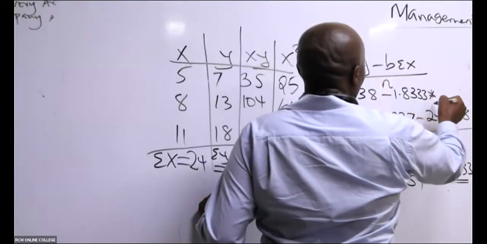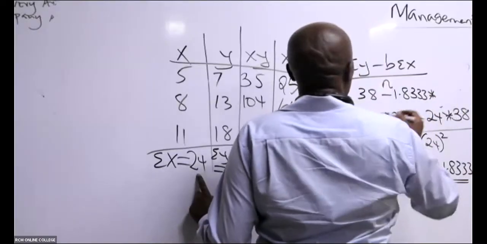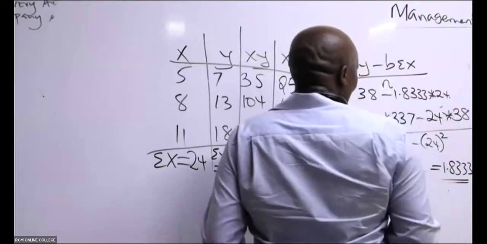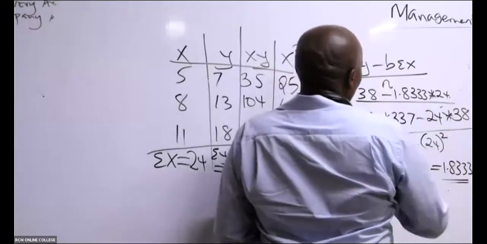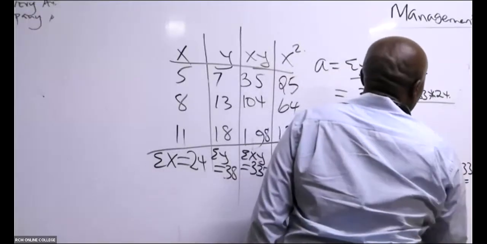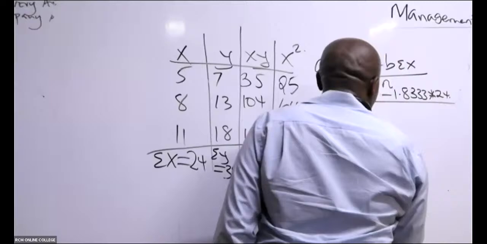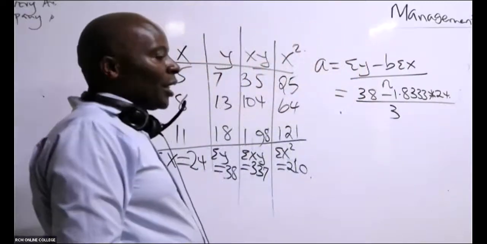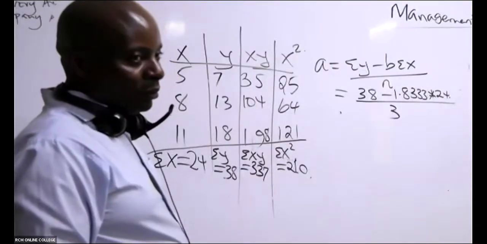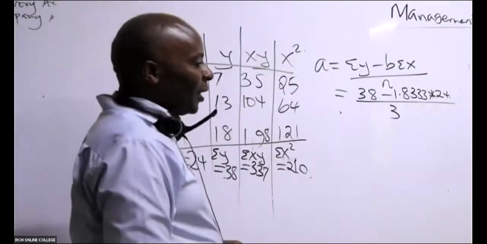1.8333, isn't it? Times summation X, which is what here? Summation X is 24, isn't it? And then everything to be divided by what? N, the number of points. And how many points are there? There are three, isn't it? Three points. So then can you kindly give me the numerator?